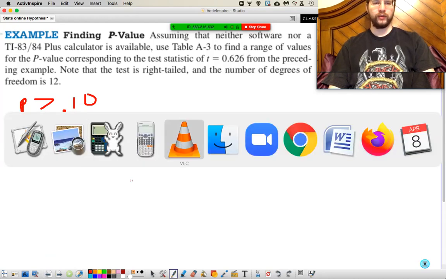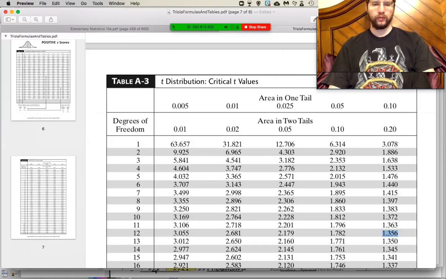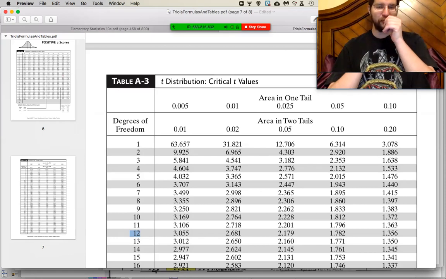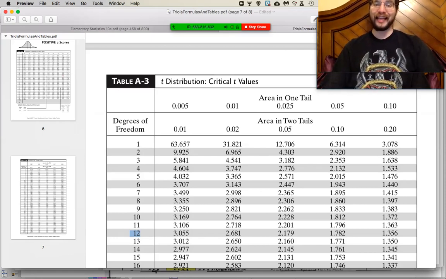So we use the degrees of freedom 12 because our n was 13, degrees of freedom is 12. We look for the number closest to our test statistic. Usually we're between two numbers. So let's say we had 1.5 for our test statistic in the 12 degrees of freedom. Then we could say P is between 0.05 and 0.1. If the test statistic was bigger than 3.055, let's say it was 5, then we'd say P is less than 0.005.